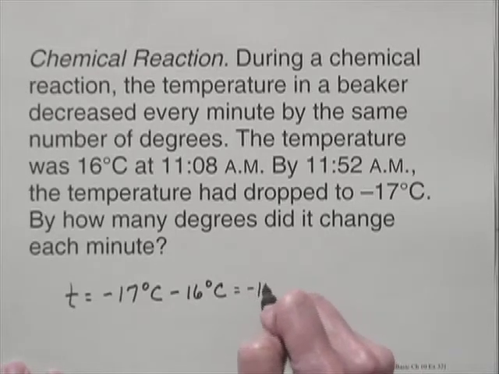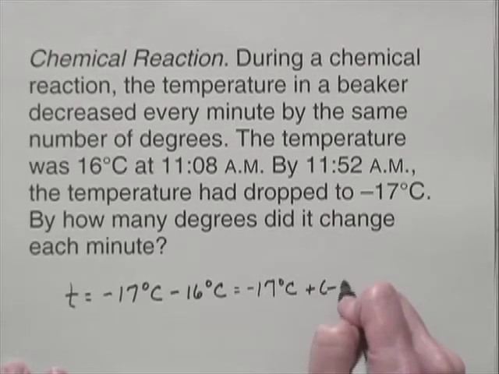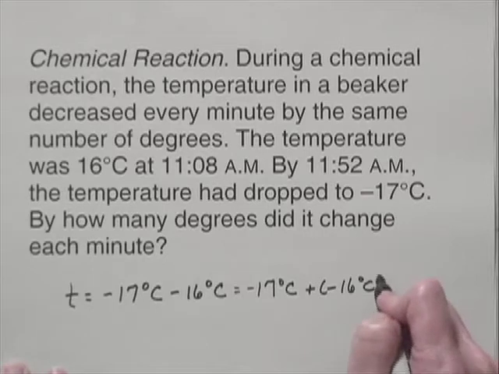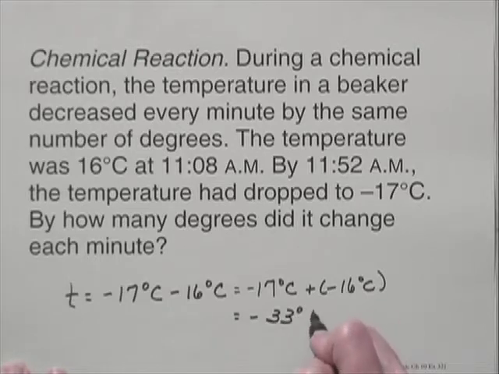I can add the opposite of the number being subtracted. And this gives me a total temperature change of negative 33 degrees Celsius. The temperature drops 33 degrees.